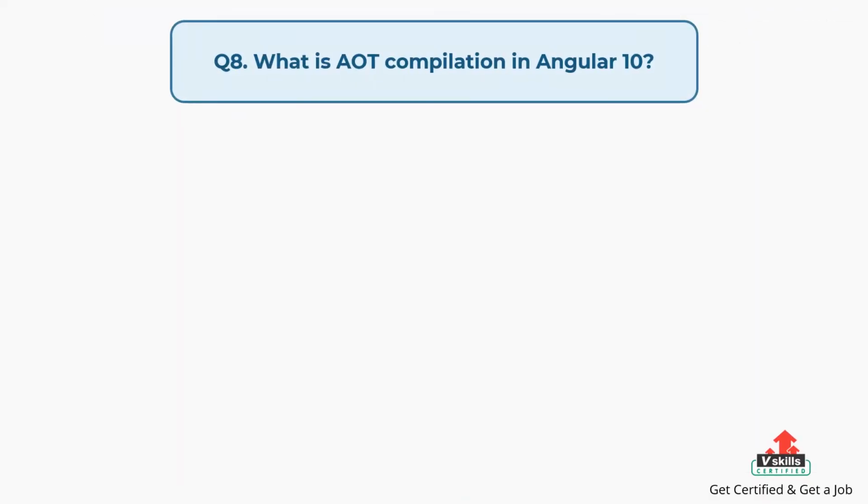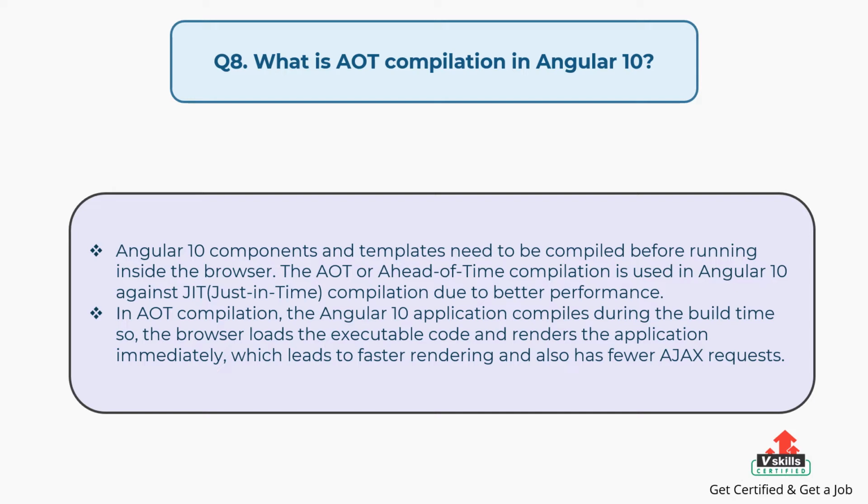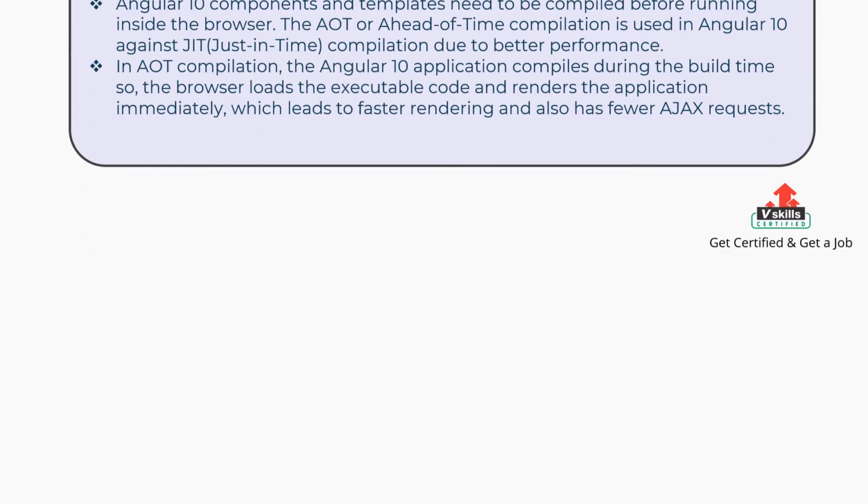Question number 8. What is ahead-of-time compilation in Angular 10? The answer is Angular 10 components and templates need to be compiled before running inside the browser. The ahead-of-time compilation is used in Angular 10 against just-in-time compilation due to better performance. In ahead-of-time compilation, the Angular 10 application compiles during the build time, so the browser loads the executable code and renders the application immediately, which leads to faster rendering and also has fewer AJAX requests.